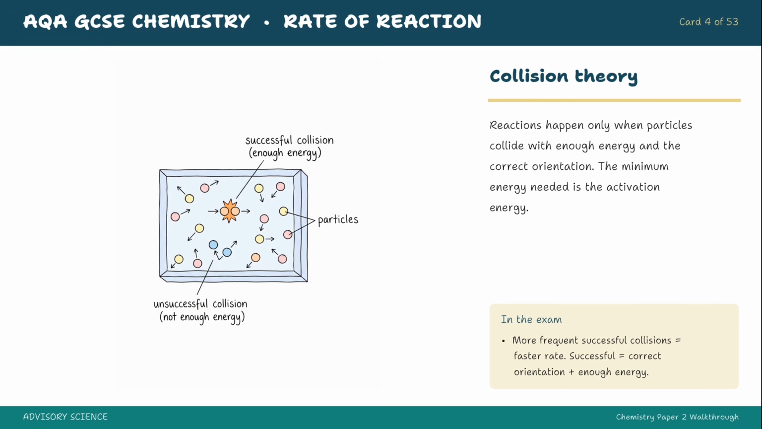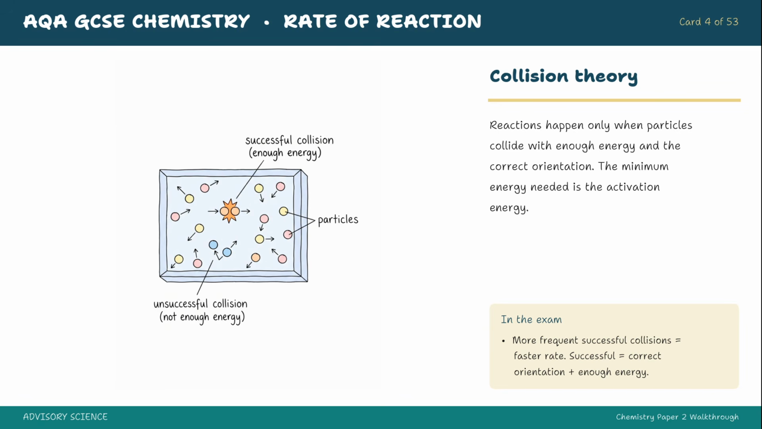In the exam, when you're asked to explain why a factor speeds up a reaction, always phrase your answer using collision theory. State that the factor increases the frequency of collisions, which leads to a greater number of successful collisions per second.